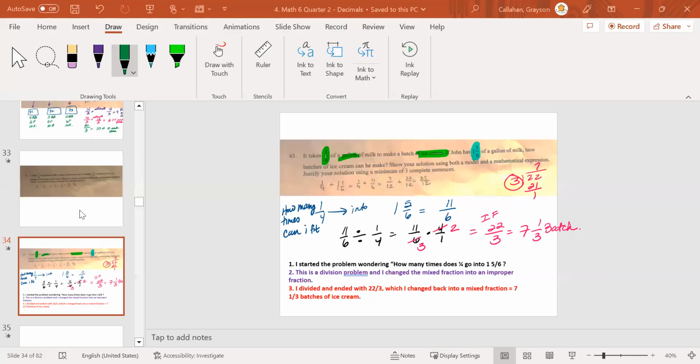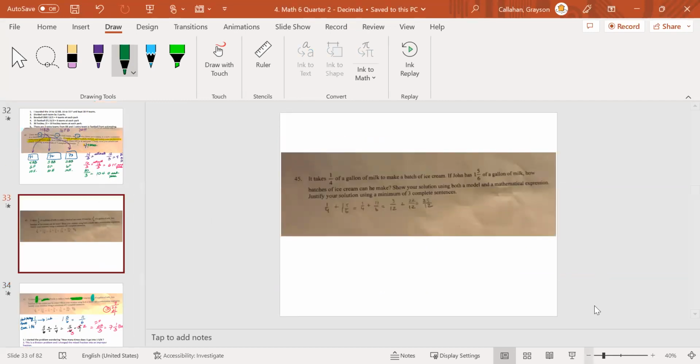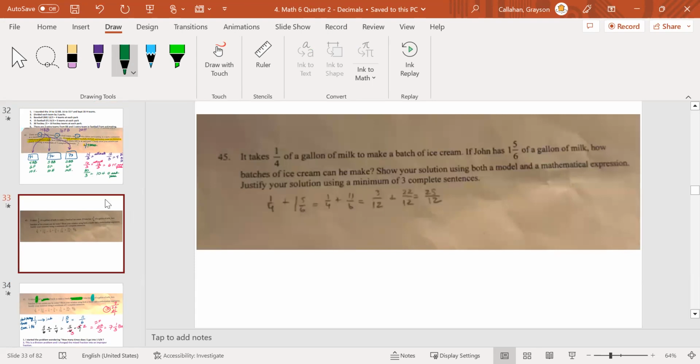All right, so we're going to move on to number 45. Do you have any questions on 45? You can read it. It takes a fourth of a gallon of milk to make a batch of ice cream. If John has 1 5/6 gallons of milk, how many batches of ice cream can he make? Show your solutions using both a model and a mathematical expression. Justify your solution using a minimum of 3 complete sentences.